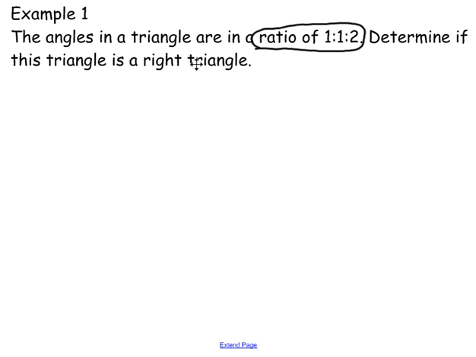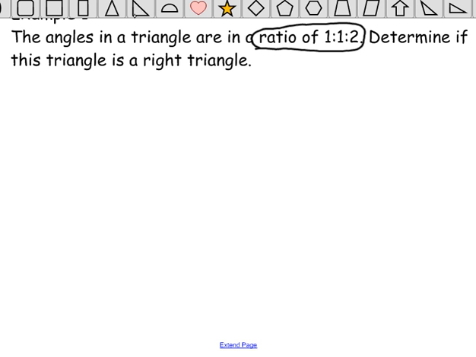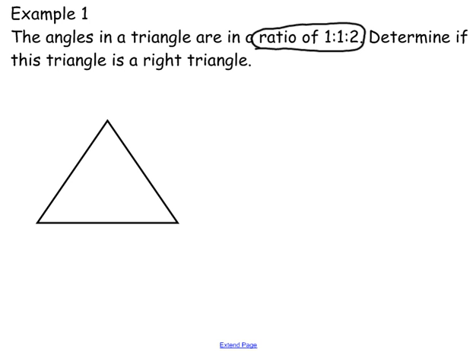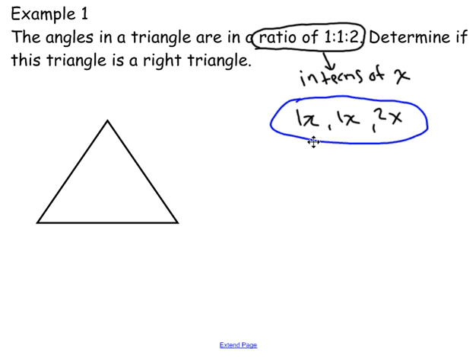So let's go ahead and just draw the scenario that we have here. I'm going to draw a triangle. And what this is saying is that the angles are in a ratio of 1 to 1 to 2. So here's what I want you to do with this. I want you to just put these ratios in terms of x, meaning you have 1x, 1x, and 2x. So these x's here represent angle measurements. So you have an angle that's 1x, another angle that's 1x, and another angle is 2x.